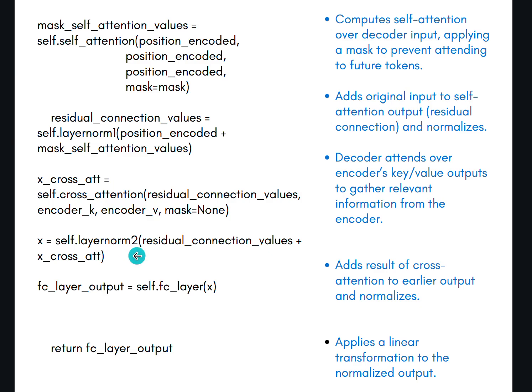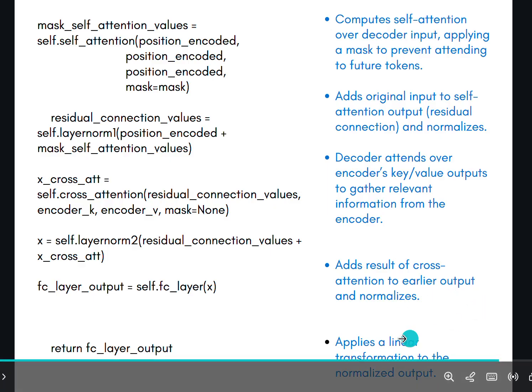Then we use the layer normalization too, and connect the residual connection values with the cross attention and fully connected layer results, to see the earlier output and normalize, and finally apply a linear transformation to the normalized outputs.